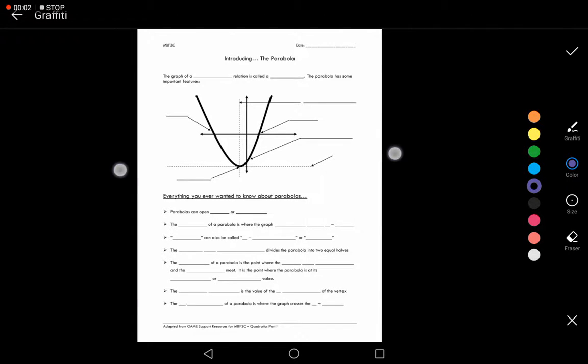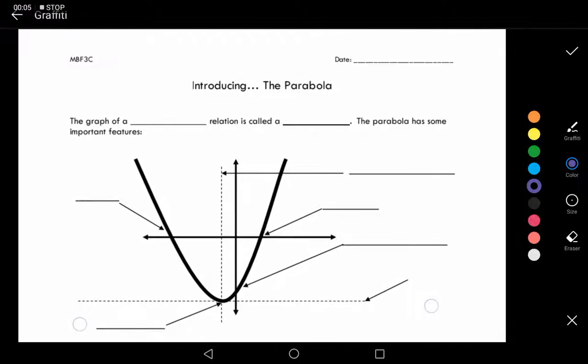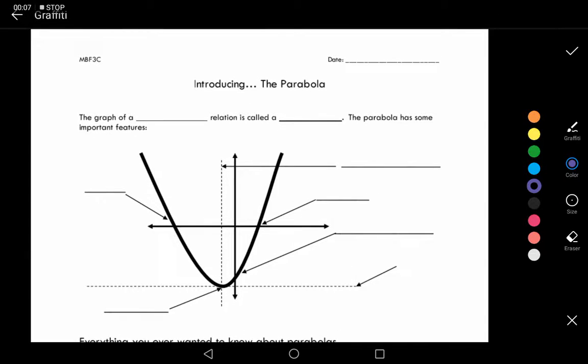This is the second lesson of Unit 2. So we are going to be talking about the parabola here. You should remember from the last lesson that a parabola is formed when we have a quadratic relation. So this is the graph of a quadratic relation, and what we call it is a parabola.